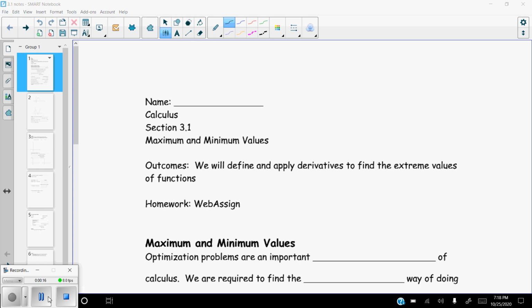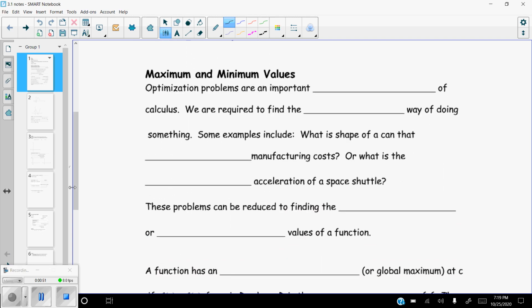Now we're going to go ahead and define maximum and minimum values, and some of this should seem relatively obvious, things that you kind of have an idea of already, but we are going to define them mathematically. And we're going to put some math terms to it, but it doesn't necessarily mean that you have to memorize the math terms. You just have to understand where they're coming from. So I'll do my best to explain them as we go. All right, so we are going to define and apply derivatives to find extreme values of functions, and we'll get to that. The first thing is, let's just talk about maximum and minimum values in general.